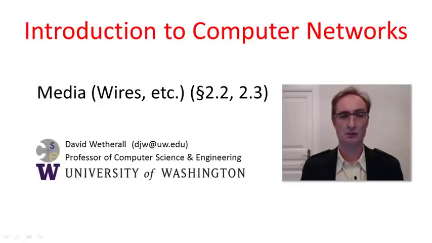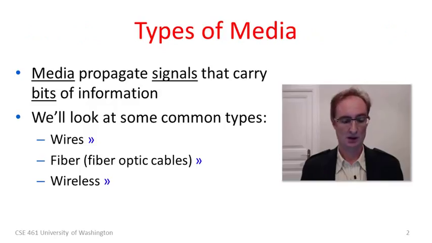This is material at the bottom of the physical layer. Okay, so there are three kinds of media which are very common that we'll talk about: wires, fiber optic cables, and also wireless is a kind of medium for propagating signals. The issue with all of these kinds of media is that they propagate signals. These signals carry bits of information.